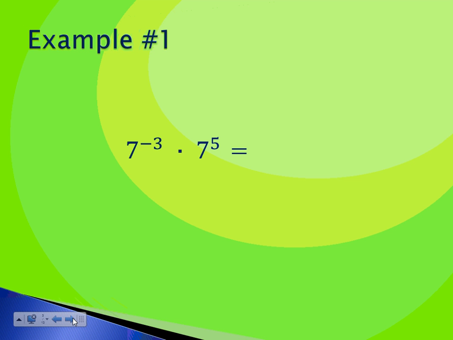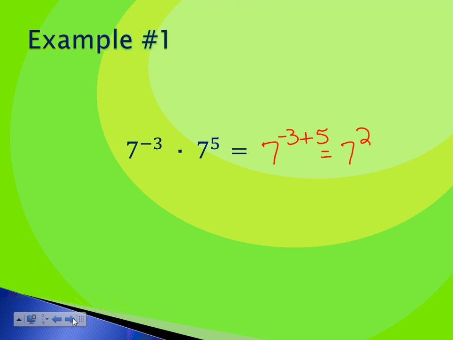Base stays the same? Aw, y'all let me down. Let's start again. The rule says when we multiply the powers, the base is going to stay the same. So the base is going to stay the same. And you're going to take the -3 and the 5 and do what with them? Add them. So our final answer will be 7 squared.